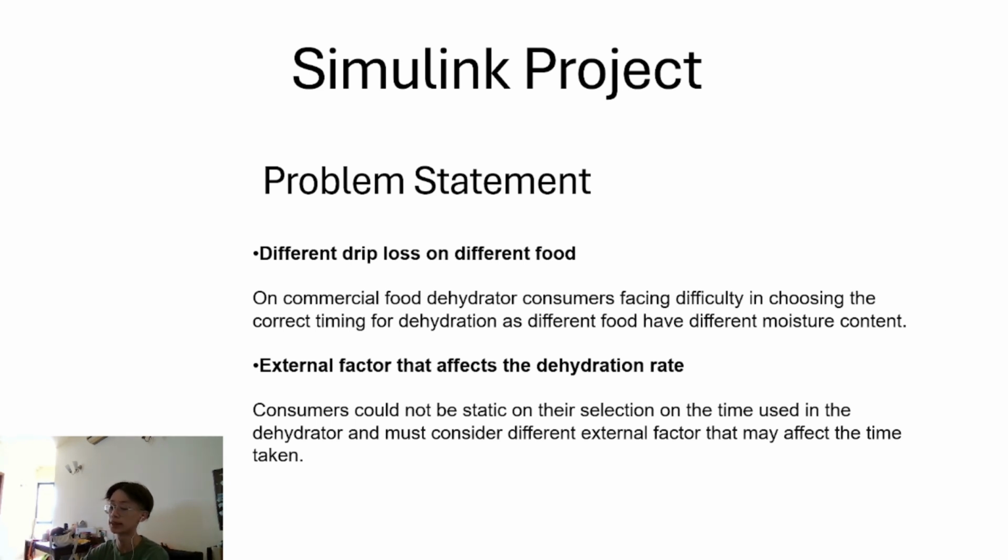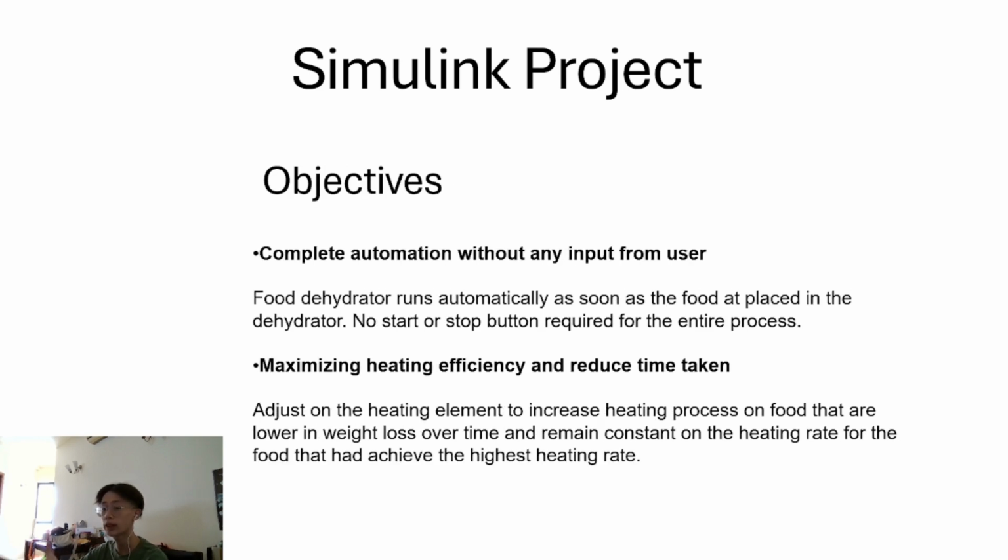For instance, the food that they put inside, like apples and oranges, come from different species, and thus have different moisture content, so the selection of temperature and time can't be static. They have to be dynamic, and they have to decide based on the product weight how much time and temperature need to be assigned to the food dehydrator for the dehydration process.